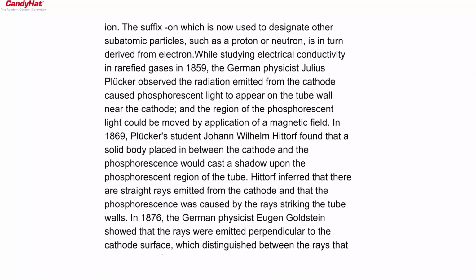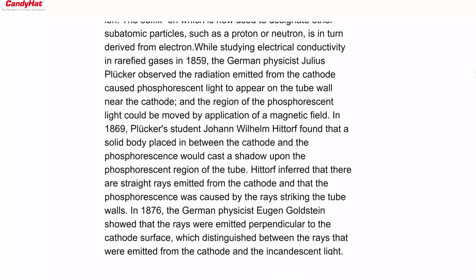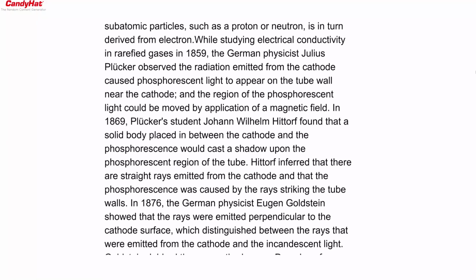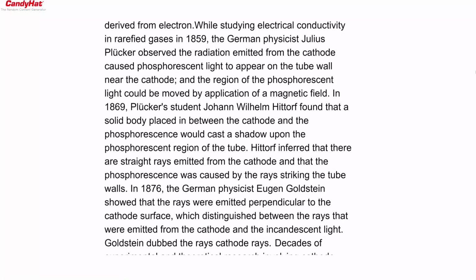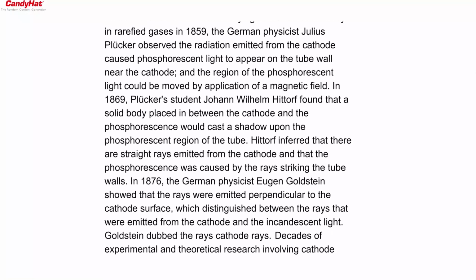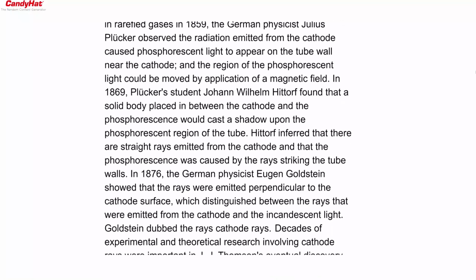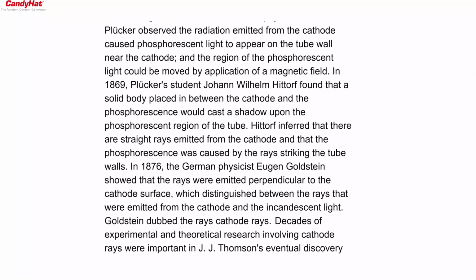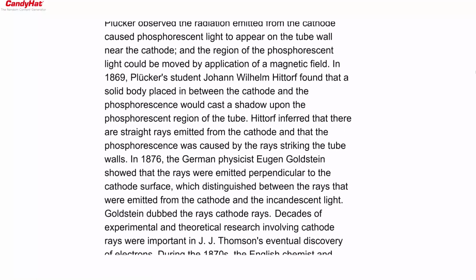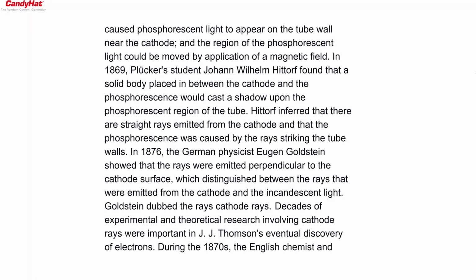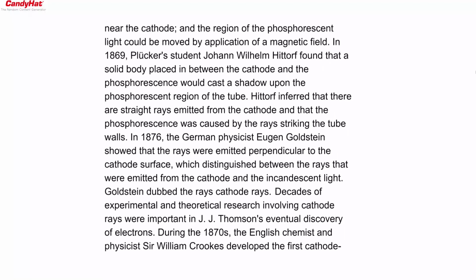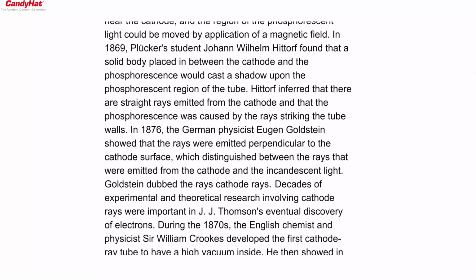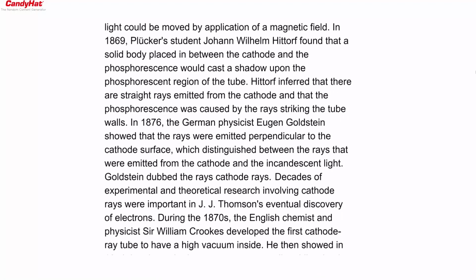Hittorf inferred that there are straight rays emitted from the cathode and that the phosphorescence was caused by the rays striking the tube walls. In 1876, the German physicist Eugen Goldstein showed that the rays were emitted perpendicular to the cathode surface, which distinguished between the rays that were emitted from the cathode and the incandescent light. Goldstein dubbed the rays cathode rays. Decades of experimental and theoretical research involving cathode rays were important in J. J. Thomson's eventual discovery of electrons.